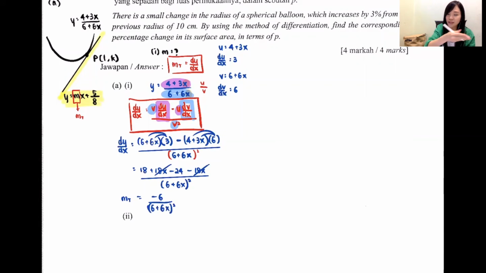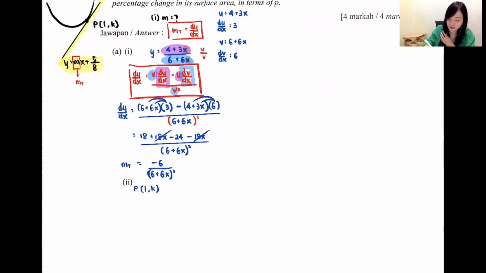Do you realize your tangent exactly passes through this point called point P? So point P coordinate is actually 1, k. Since it is 1, k, that means for the x, you can substitute 1. Even though you don't know the y, you do know the x is 1. So to find the gradient, you just need the x. So I substitute the x inside and press the calculator. Do you get the gradient of negative 1 over 24?